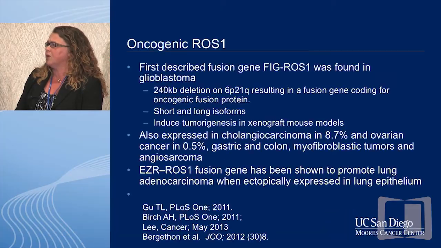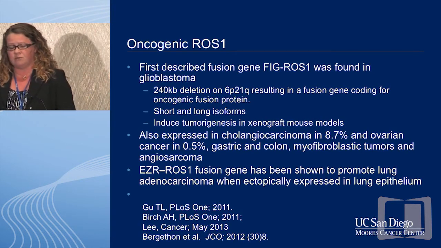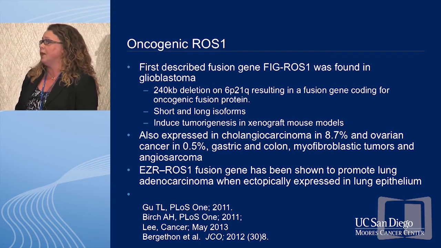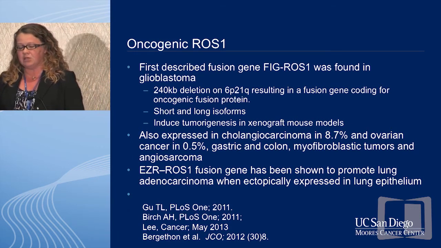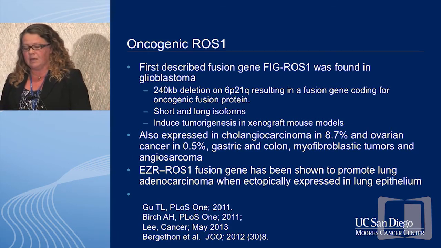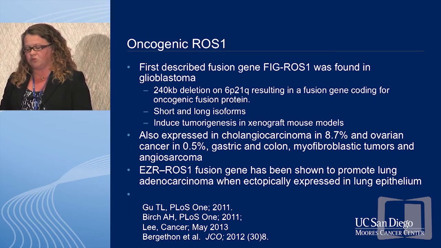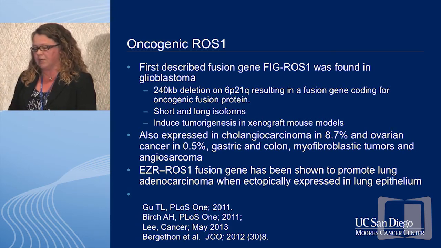So the next I want to concentrate on oncogenic ROS. So ROS is a fusion gene that was first described in glioblastoma, and it fuses with FIG, which stands for fused in glioblastoma. It is a deletion on a chromosome 6. It has two isoforms. It has been shown to induce cancer in mice model, as well as induce growth of cell lines. ROS has been also described in cholangiocarcinoma, ovarian cancer, gastric, colon, myofibroblastic tumors, and angiosarcoma.